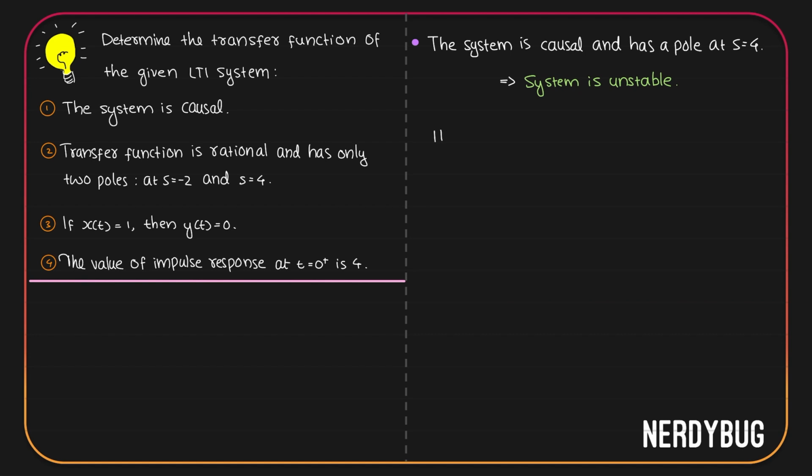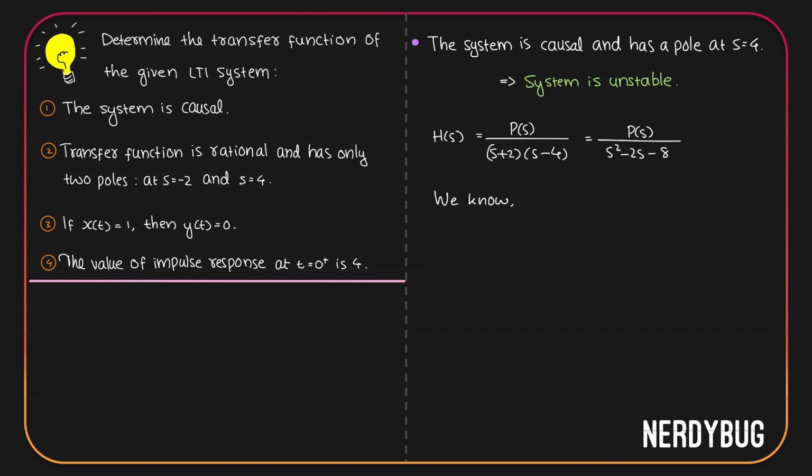Let's try to make its transfer function H(s). The question doesn't talk about any of the zeros, so we don't know what is in the numerator. I'll just call it P(s), a polynomial of s. It is given there are only two poles, one at s equal to minus 2 and one at s equal to 4. So the denominator will be (s plus 2) multiplied by (s minus 4). One pole at minus 2, one pole at plus 4. So we can write it like this, P(s) divided by s square minus 2s minus 8.